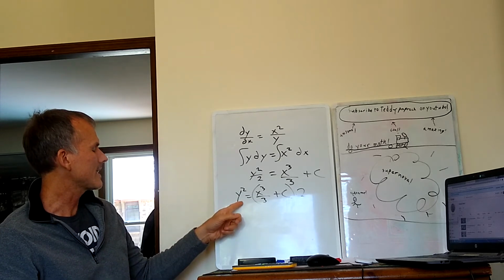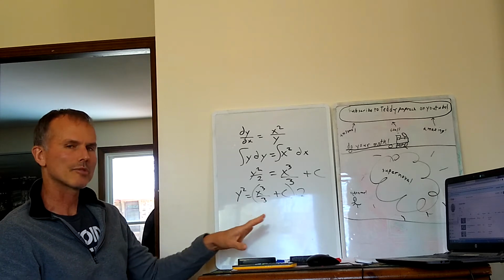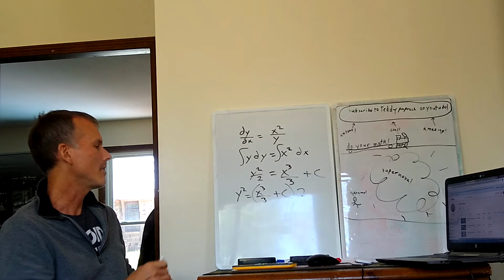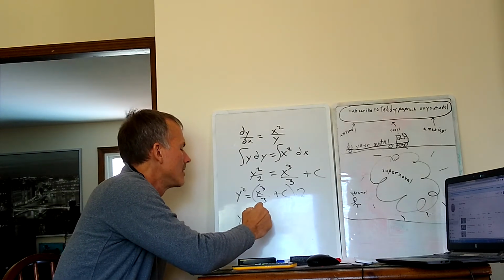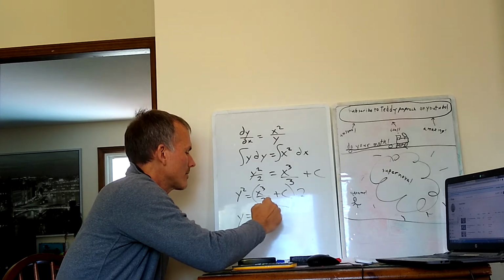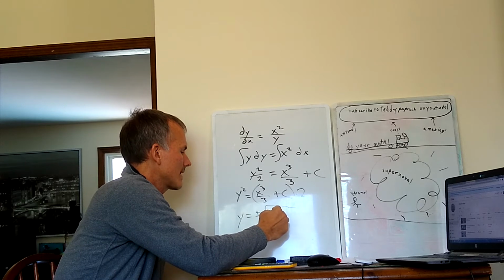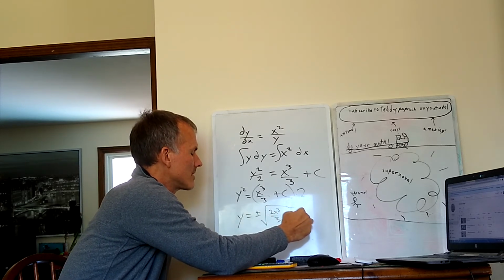And then the next thing I'm going to do is take the square root of both sides. Now remember, if I take the square root of both sides, I'm going to get a plus and a minus on the right side. So I'm going to get y equals plus or minus the square root. And I will go ahead and distribute the 2 here. I get 2x cubed over 3 plus 2c.